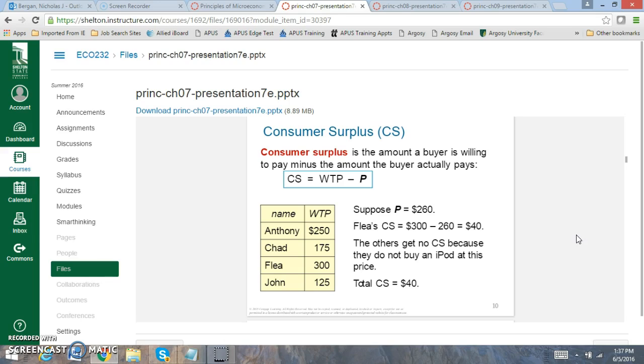So let's say that you go to Panera Bread and you're willing to pay $10 for a sandwich, however you only pay $7. Your consumer surplus would be $3. What you're willing to pay minus what you have to pay.